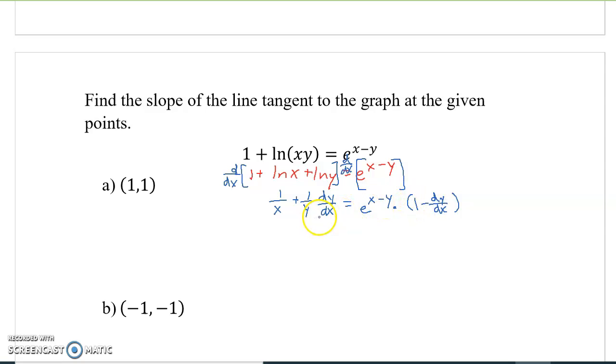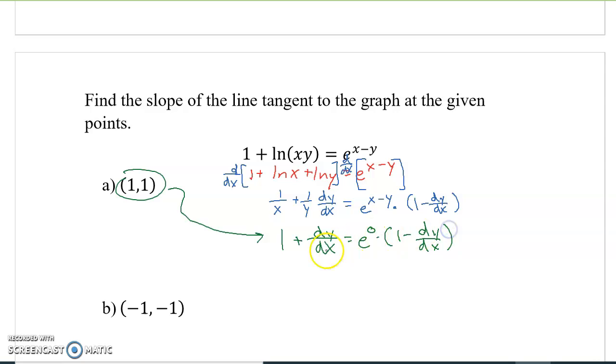At this point, you could solve for dy/dx. That's perfectly fine. But I kind of like the idea of, if I know what x and y are, just putting them in there, in this current form. It reduces the need for a whole bunch of extra algebra most of the time. So 1 over 1 is 1 plus dy/dx, which is 1 plus dy/dx, right? Equals e raised to the 1 minus 1, which is 0, times 1 minus dy/dx.